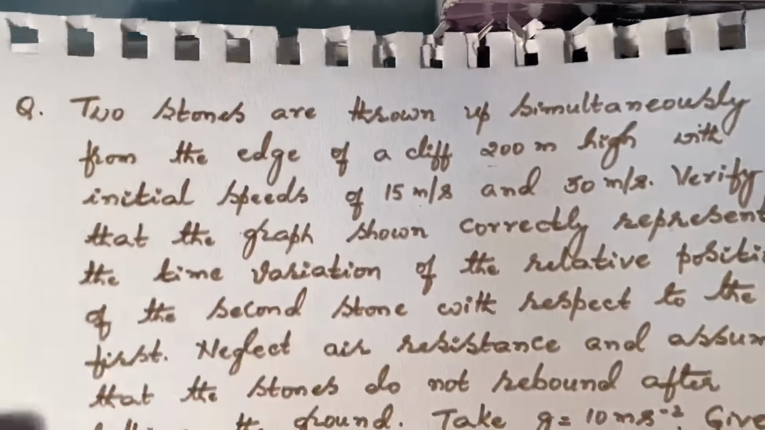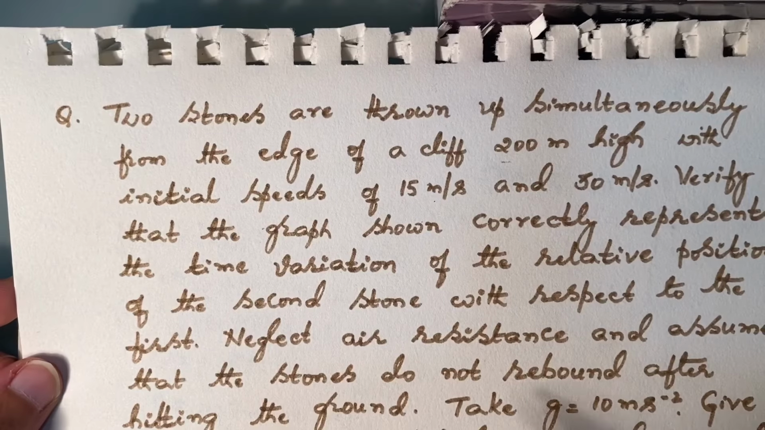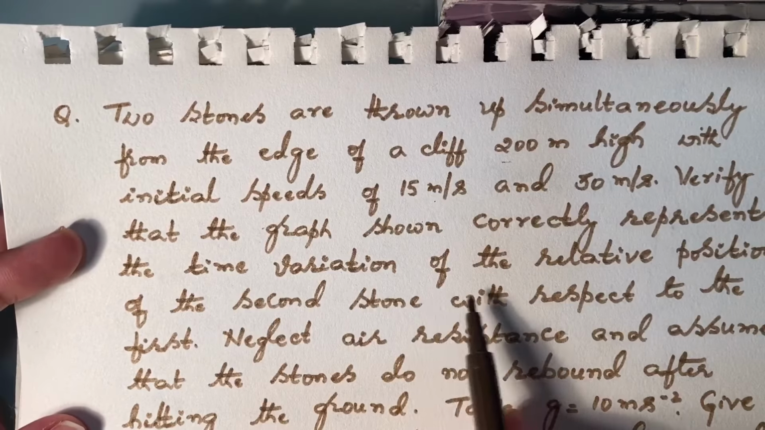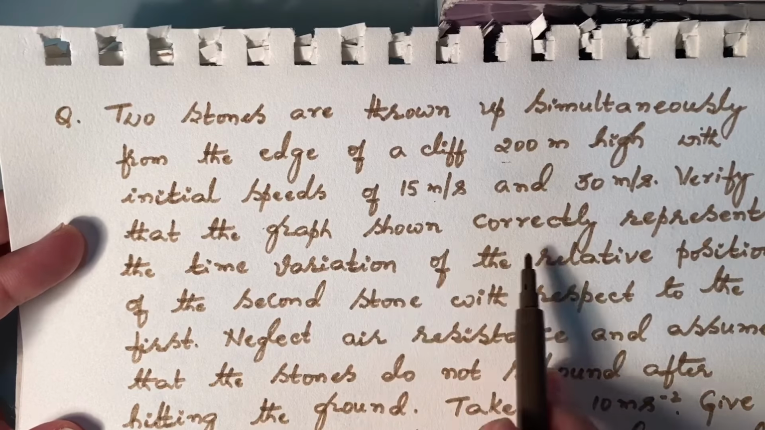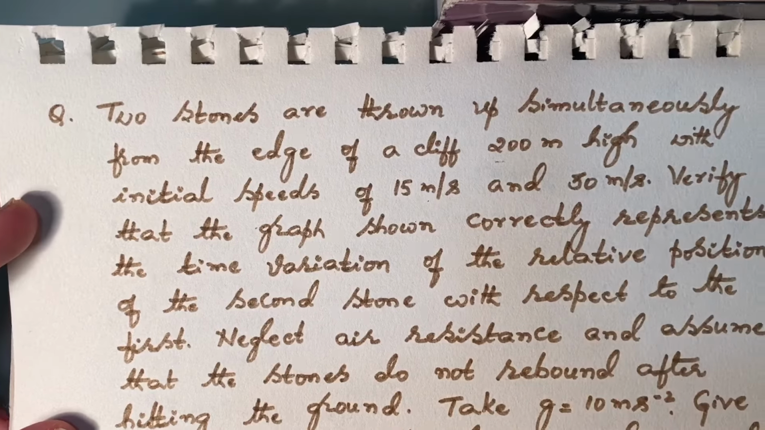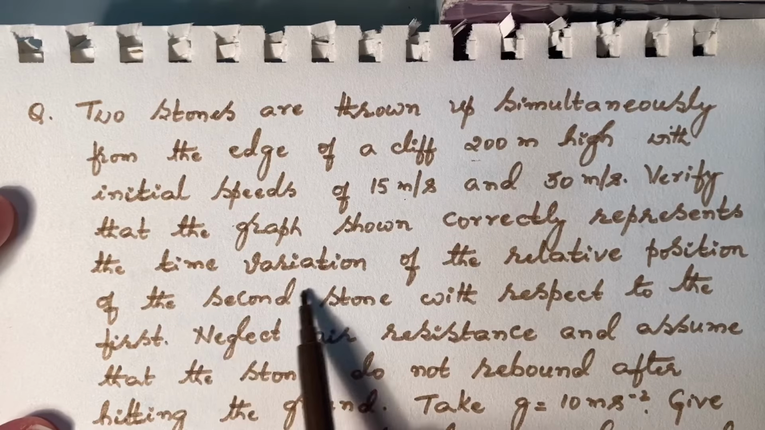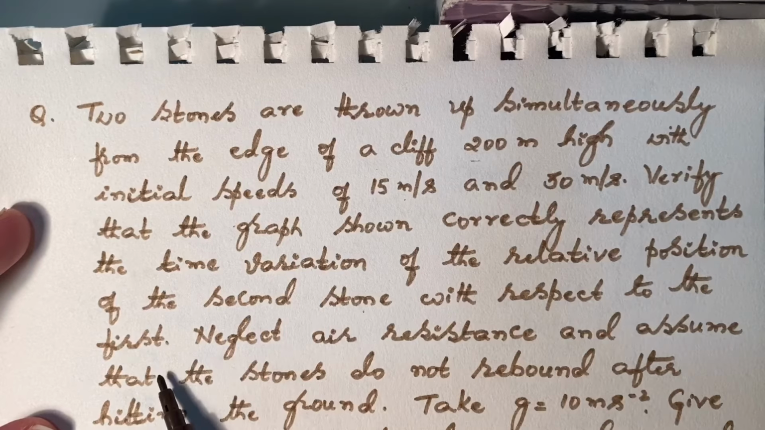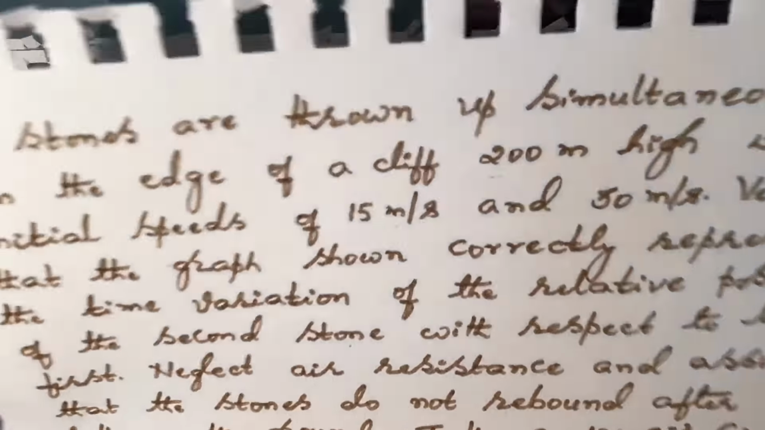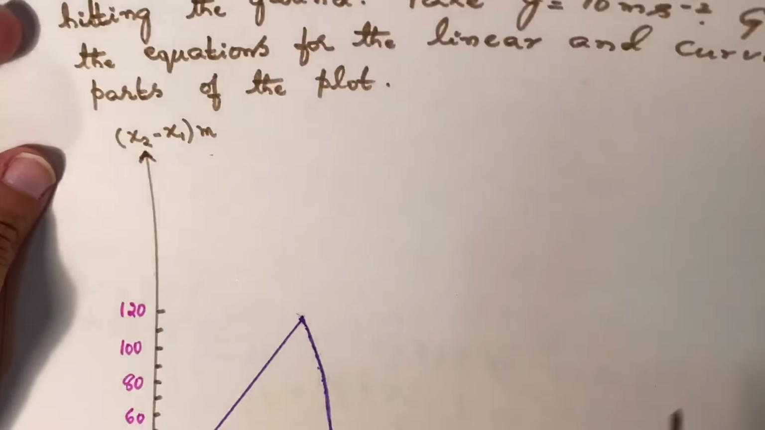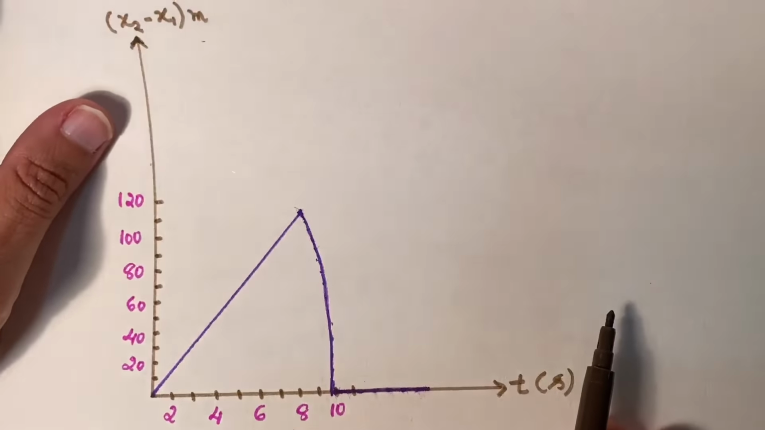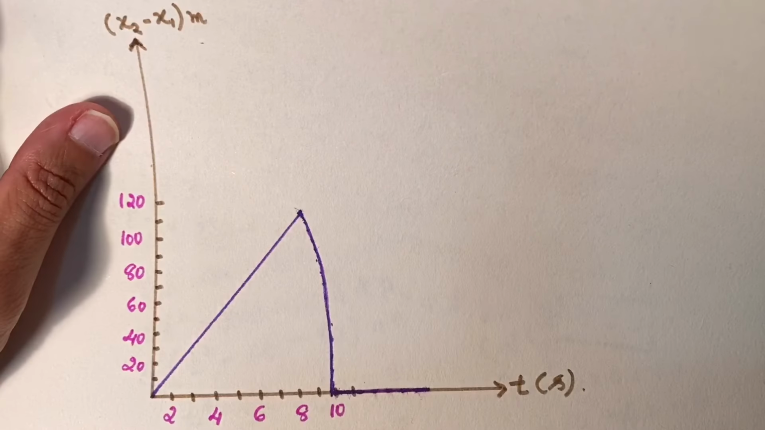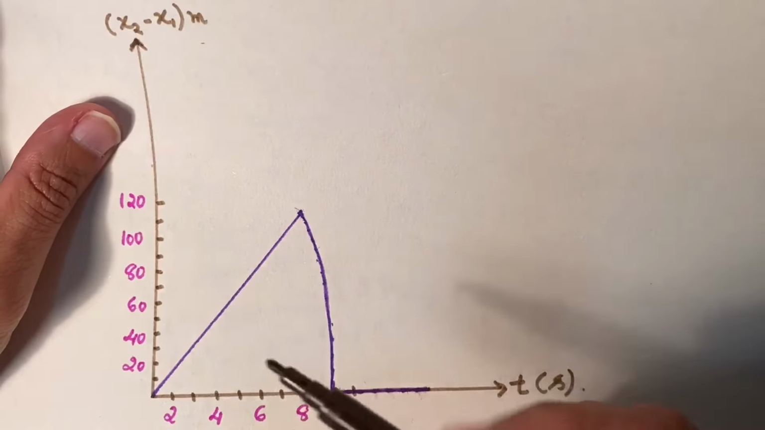Now in the question, what do you have? The question says you have to verify whether the graph shown correctly represents the time variation of the relative position of the second stone with respect to the first, right? So there is a graph of path difference between the stones. So x2 minus x1 is the path difference between the stones.